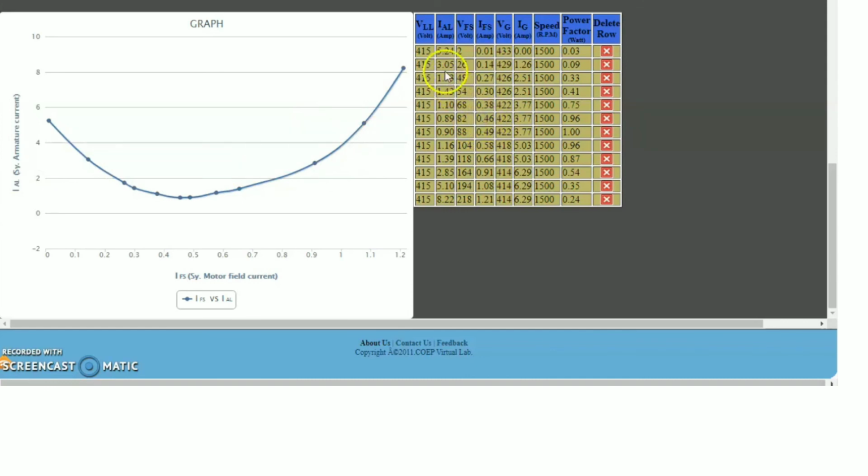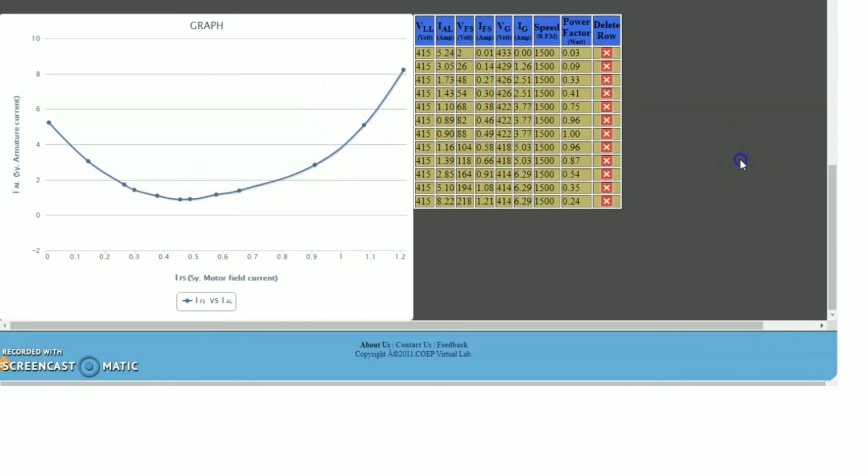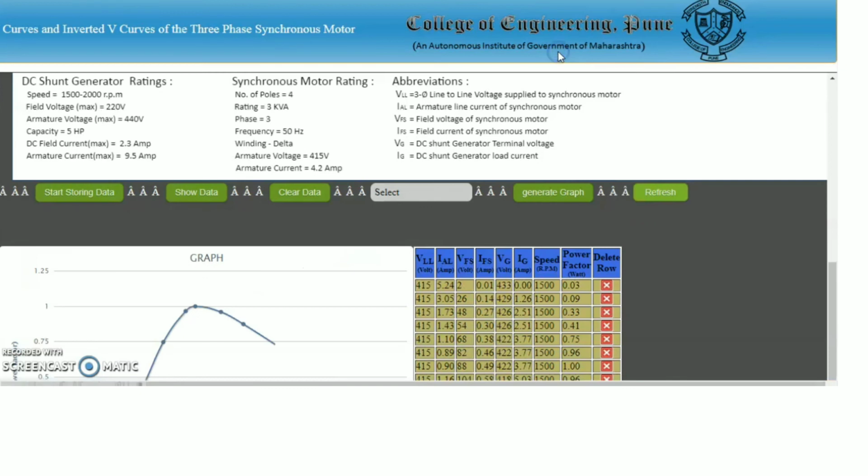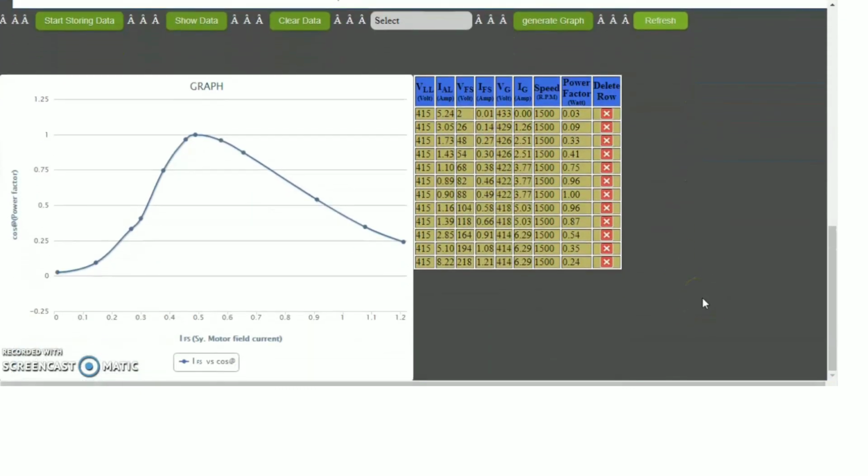Here you can see that armature current decreasing up to it reaches the unity power factor. After unity power factor, armature current starts increasing. And then draw the graph between field current and power factor. Here you can see that power factor starts increasing and after it reaches unity power factor, it starts decreasing.